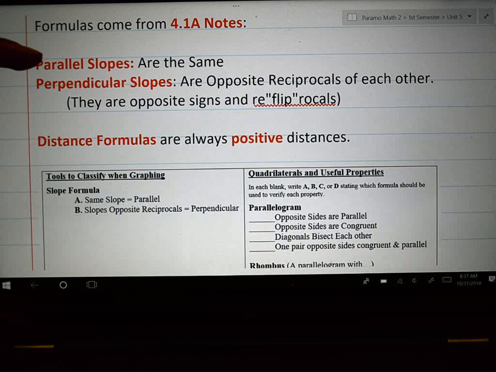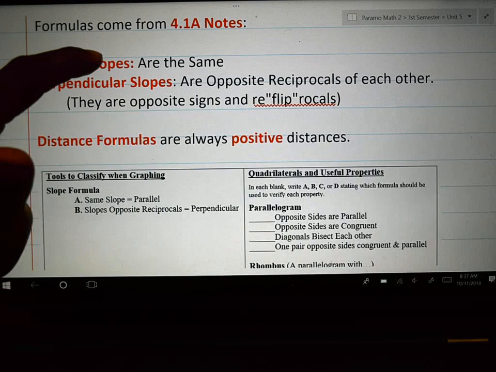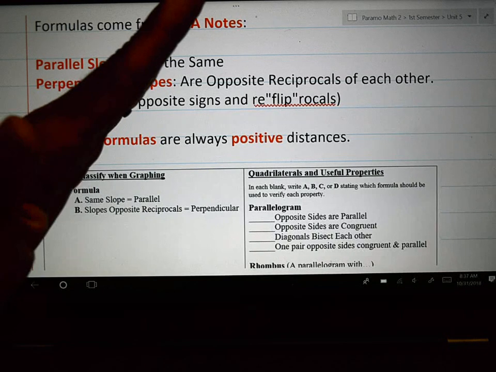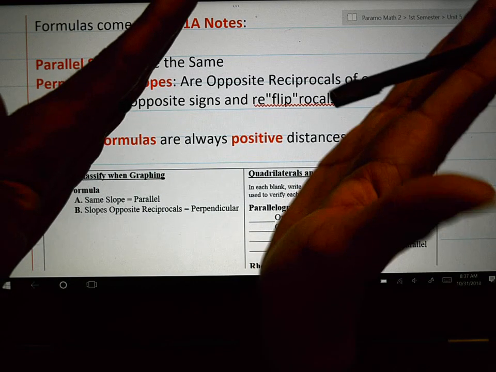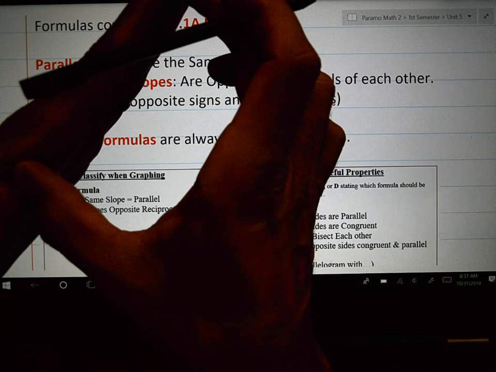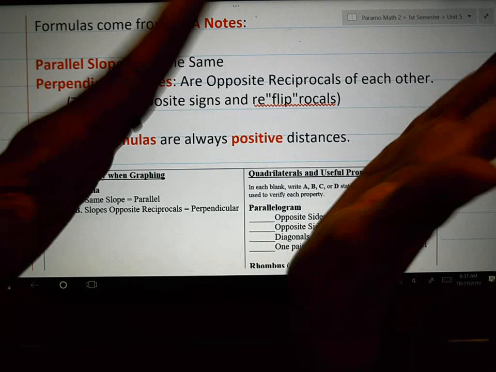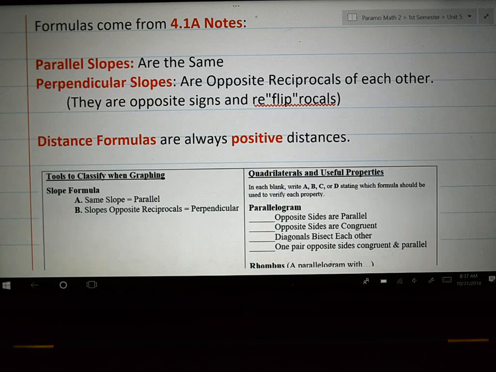If two things are parallel, then their slopes are going to be the same. So if I want to know if one side is parallel to another side, I have to find the slope of this side and find the slope of this side and see if those two slopes are the same. If the slopes are the same, they're parallel. That'll be an easy way to tell if something is parallel or not.